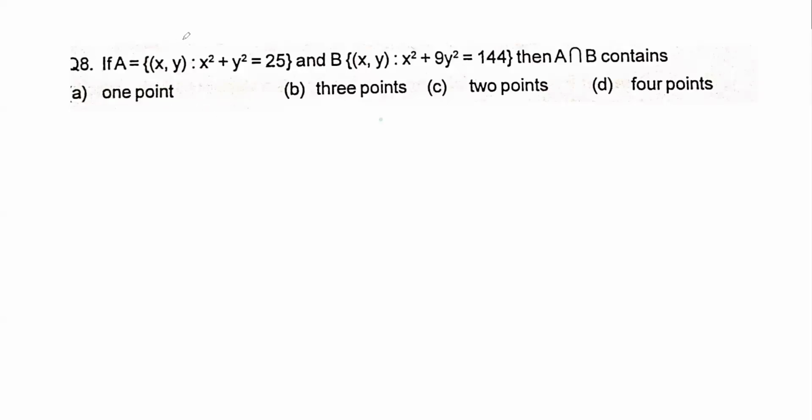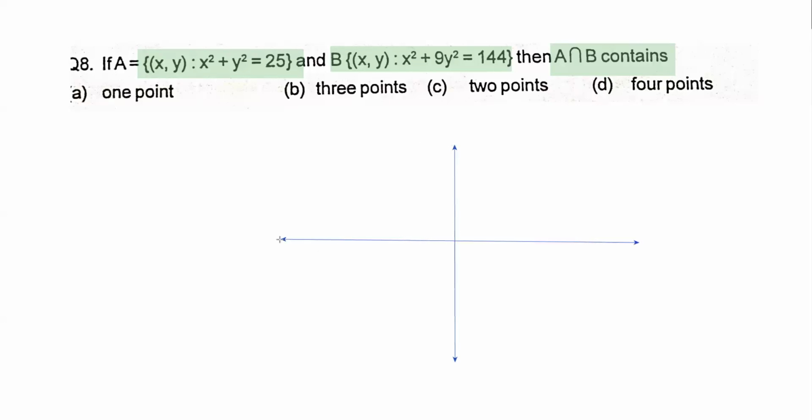Well, then question number 8. So we are given a set A such that (x, y) is an ordered pair, where x squared plus y squared is 25, and the other ordered pair, set B, where x squared plus 9y squared is equal to 144. We have to find how many points A intersection B contains. Well, they're asking about the points. It may be a bit difficult to understand if you haven't done the concept of the equation of a circle.